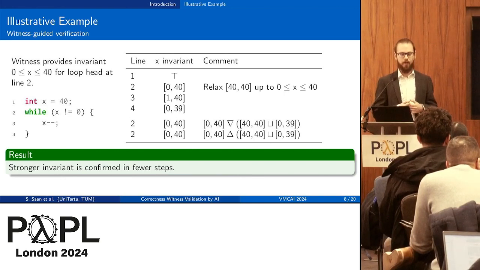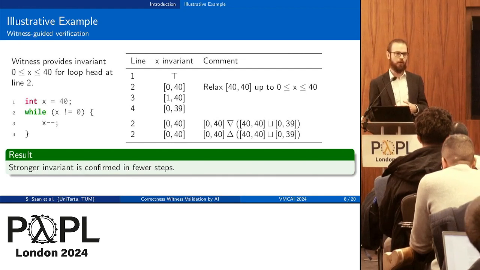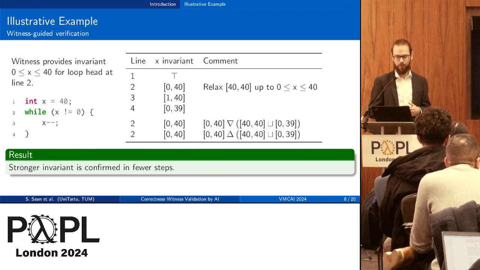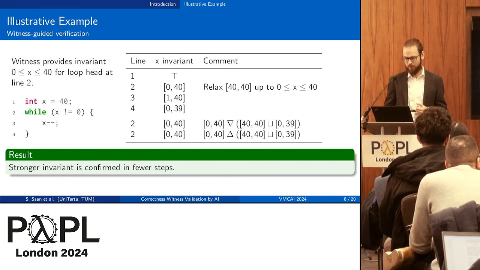And then we actually gain two benefits here. First, we managed to confirm a stronger invariant about this program that we could not infer from scratch, and we did so in fewer iterations of the abstract interpreter. And we might not always get both of these benefits.